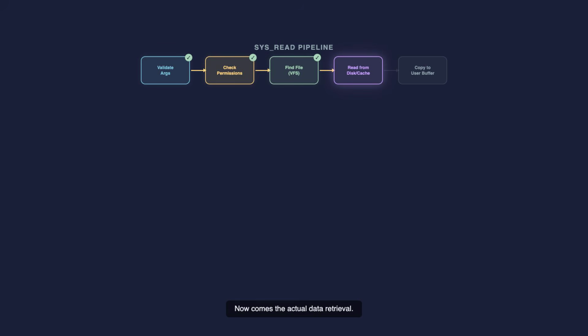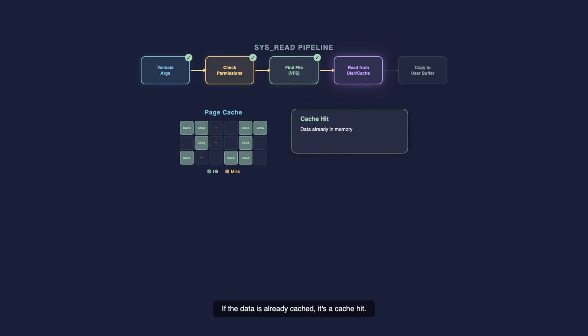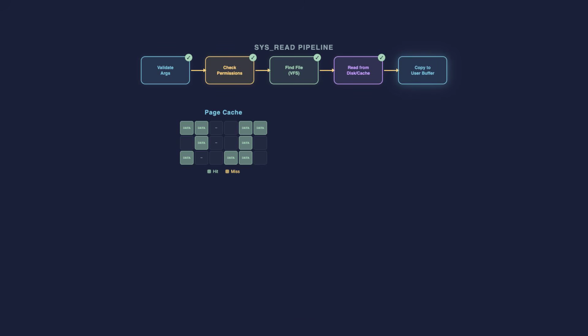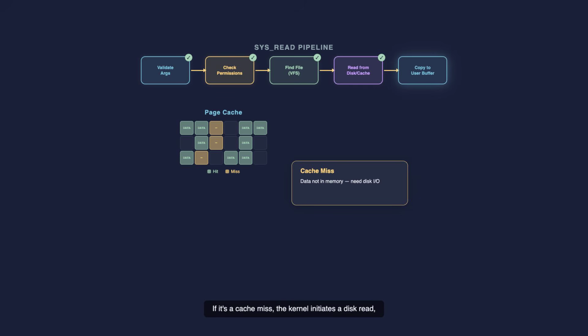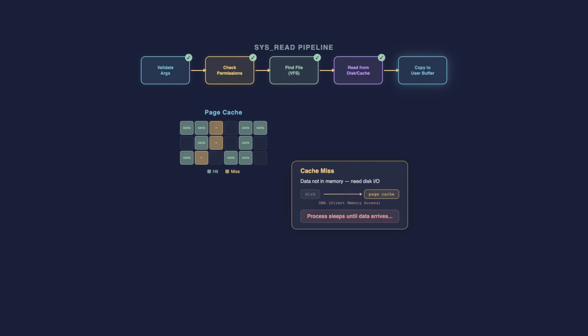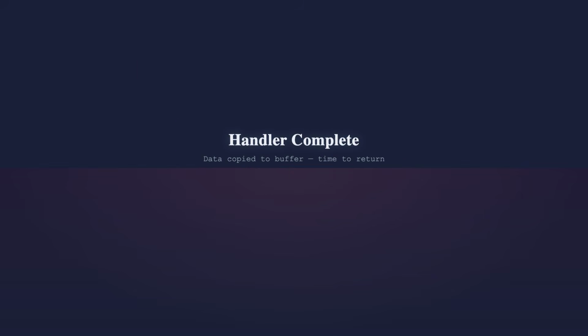Now comes the actual data retrieval. The kernel checks the page cache first, a region of memory where recently accessed file data is kept. If the data is already cached, it's a cache hit. The kernel just copies the bytes to your buffer. Fast. If it's a cache miss, the kernel initiates a disk read, often using DMA, direct memory access. Your process goes to sleep until the data arrives. The handler is done. The data has been copied to your buffer.